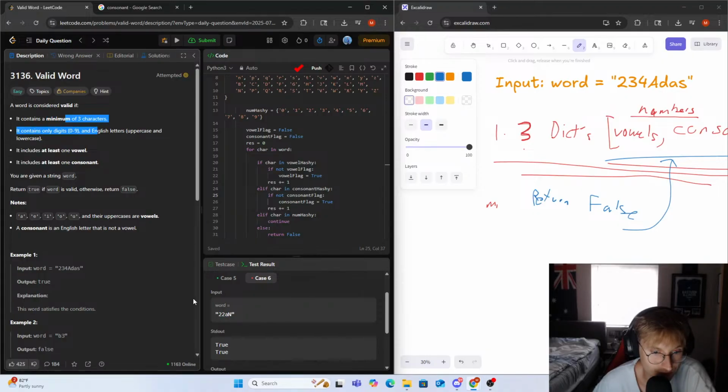See, I don't know if this is failing because, is this 4 characters or does the character include only these 2? And these are technically numbers. I don't know. I have no idea. But we've got a vowel, right? And we have a consonant. So this should be true. This is correct. Else if char and num hashi, we continue.